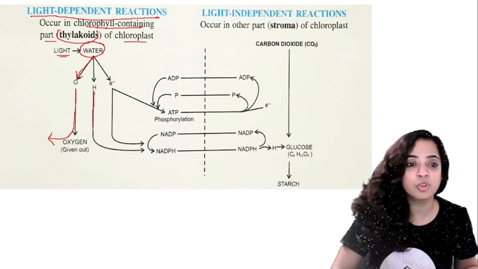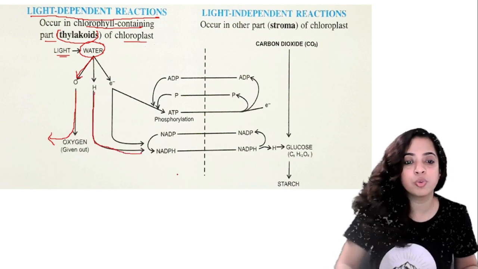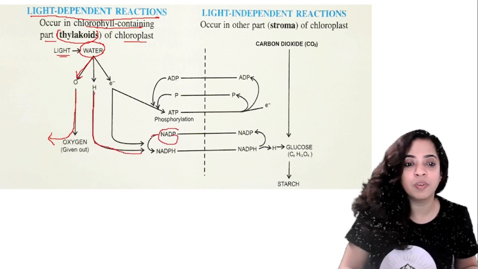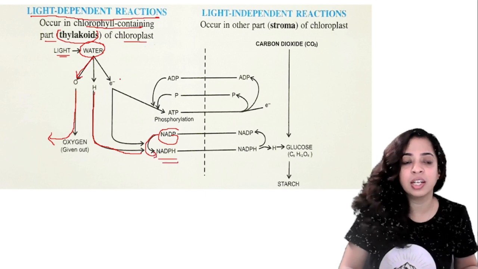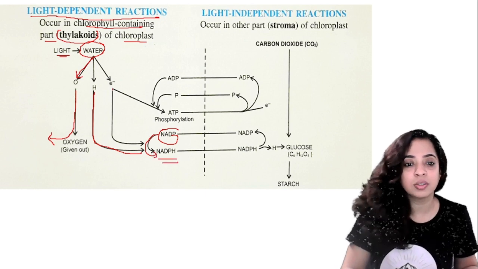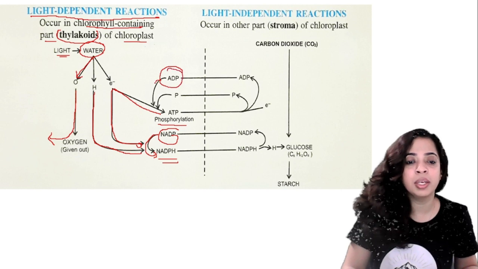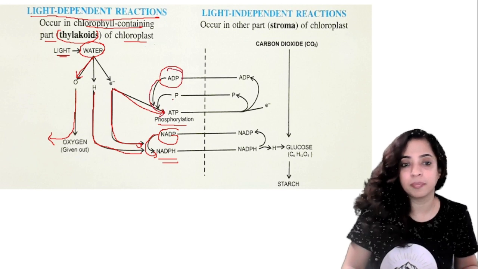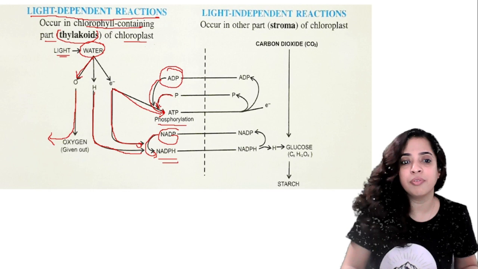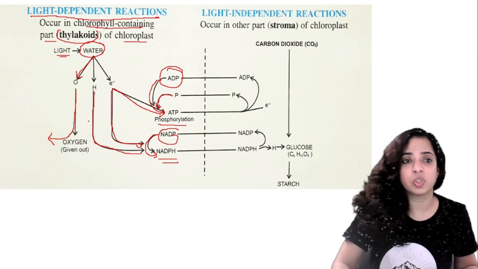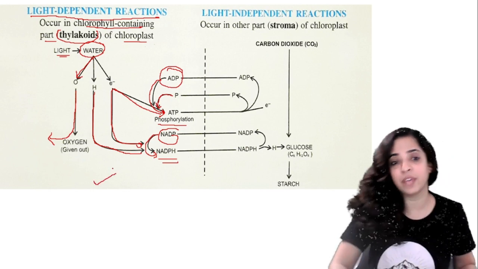Then this hydrogen, H plus, was used by NADP to convert into NADPH. Correct? Then this electron was used here as well in phosphorylation, in conversion of ADP to ATP, with the addition of inorganic phosphate. So this was light dependent reaction.